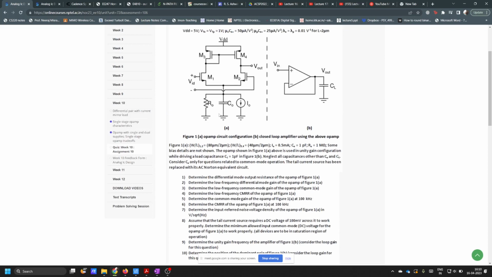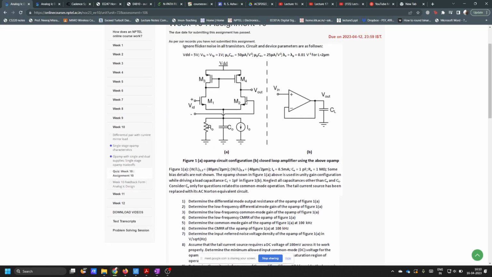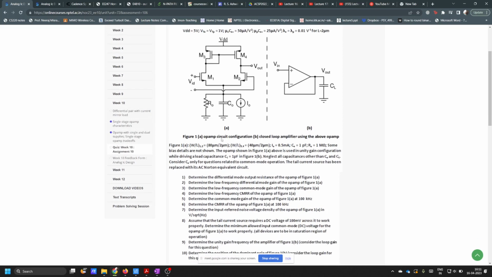Sir, in the lectures, Nagendra sir explained finding the transfer function with differential inputs. We were able to find the differential gain at 100 kilohertz, or that will not change even. But what about the common mode gain? How exactly do we do the analysis for that?